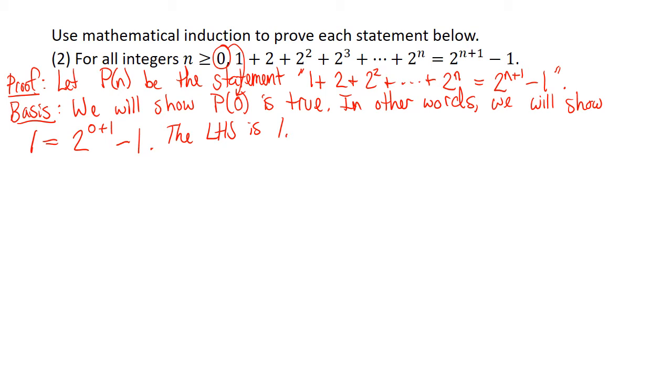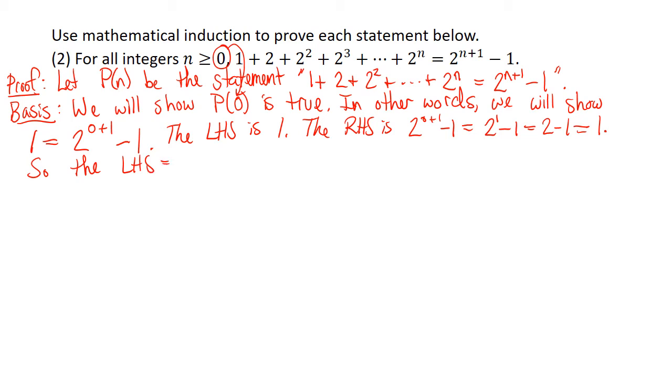So the left-hand side we don't have to do any work, that's just 1. And then the right-hand side is 2 to the 0 plus 1 minus 1, that's going to be 2 to the 1 minus 1, or just 2 minus 1, which is just 1. Okay. So the left-hand side equals the right-hand side. So that means that P of 0 is true. We have shown the equation is true when n equals 0. Okay, that's it. Now for our inductive step.